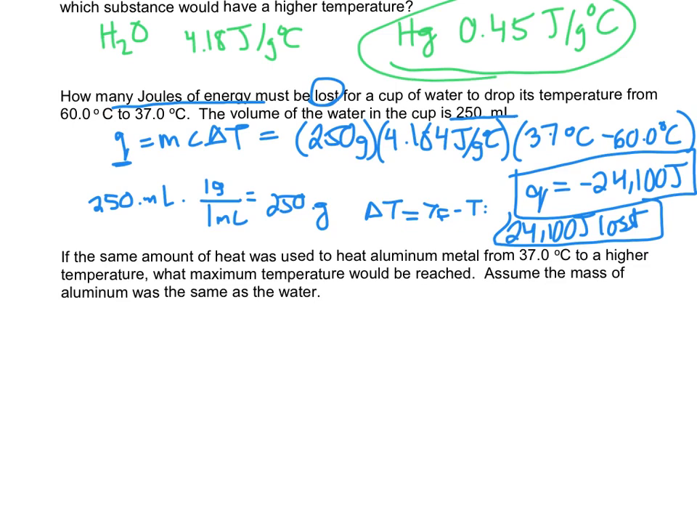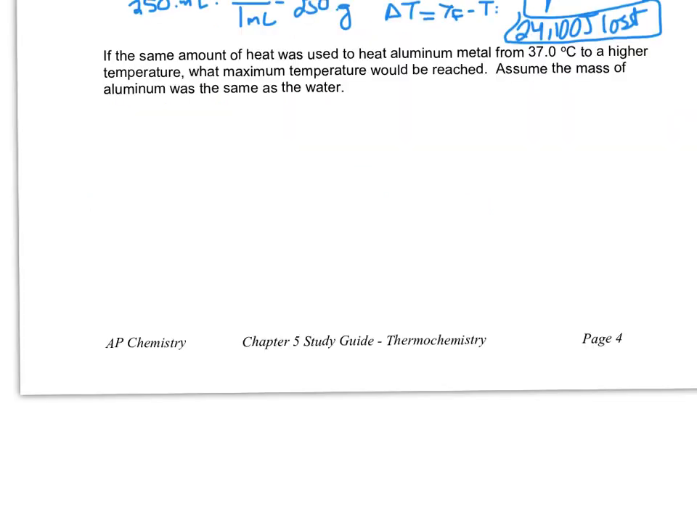All right, let's try one more. It says if the same amount of heat was used to heat aluminum metal from 37 Celsius to a higher temperature, what maximum temperature would be reached? Assume the mass of the aluminum was the same as the water. So this one relates to the one that we just did.